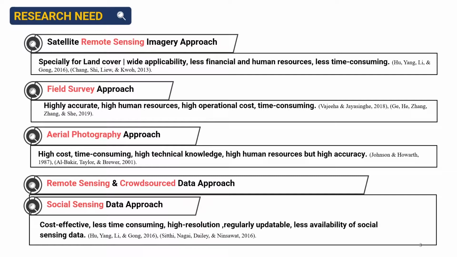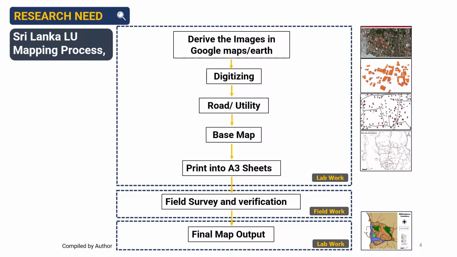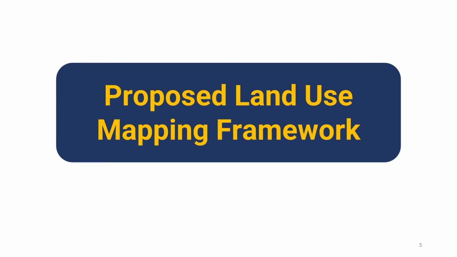So we have come up with a new approach, which is an open source approach to map land use using Google Street View images. Right. So this is the current land use mapping method, which is the field survey method. There are a few major steps. I'm not going to discuss this. However, let's move into the proposed land use mapping framework.